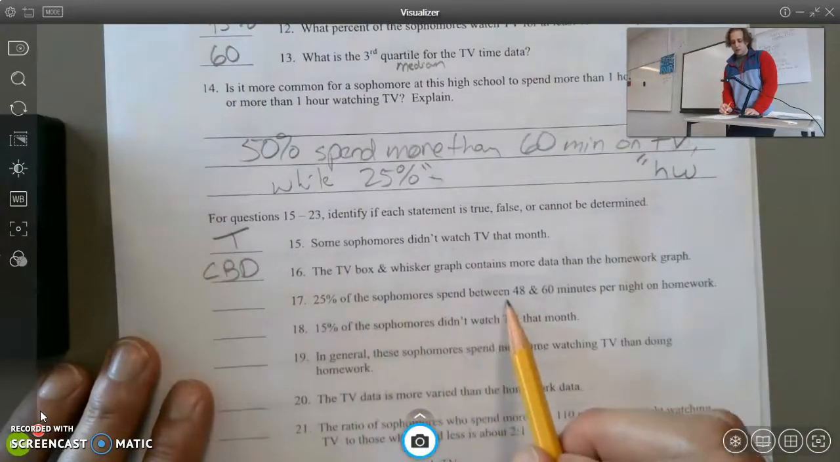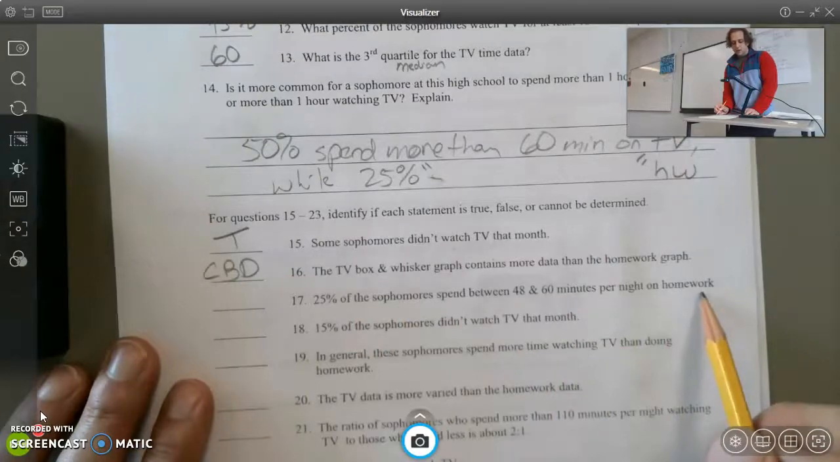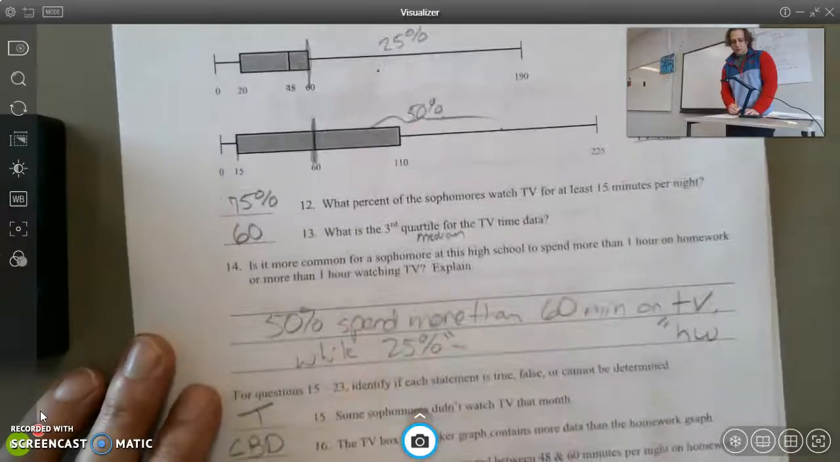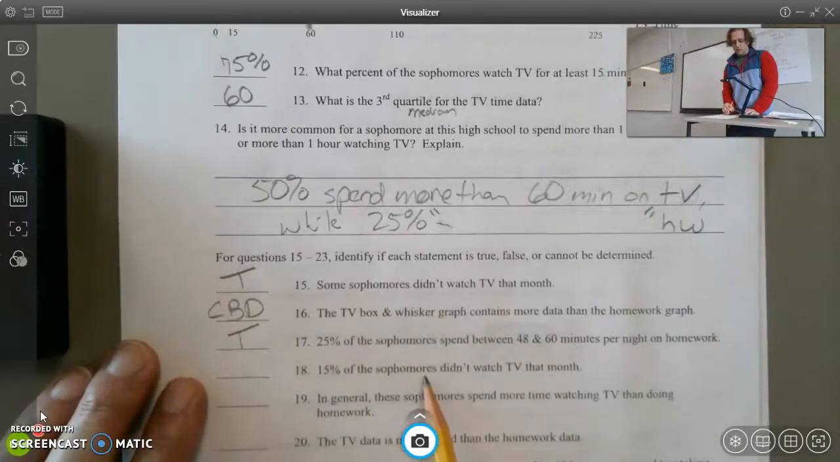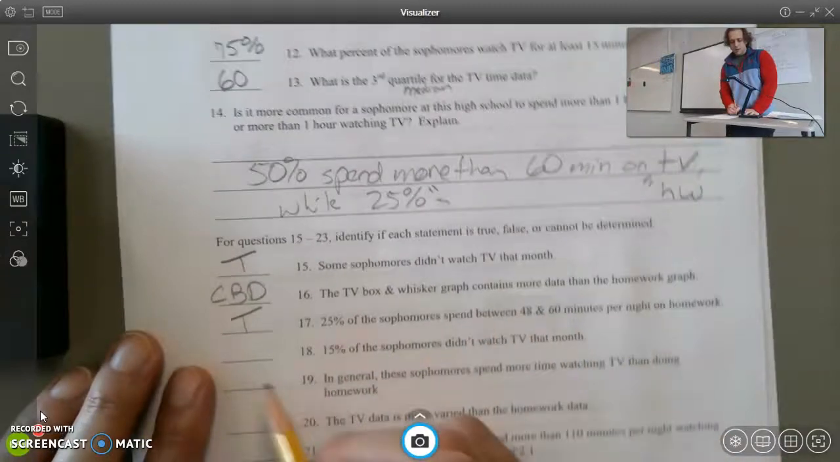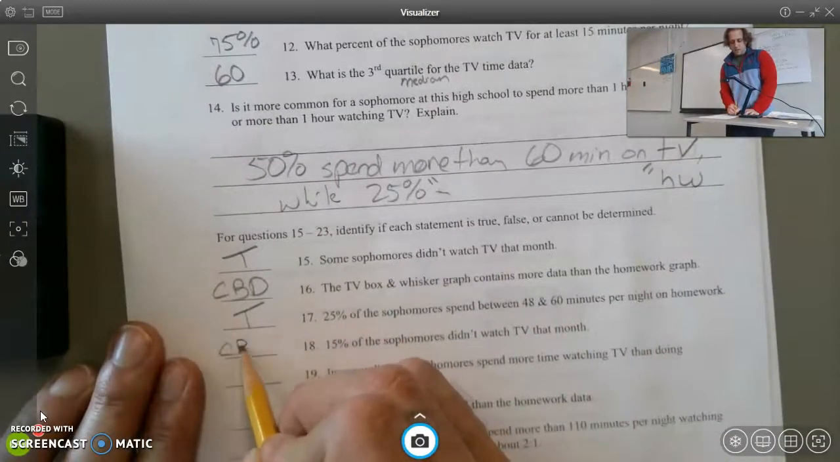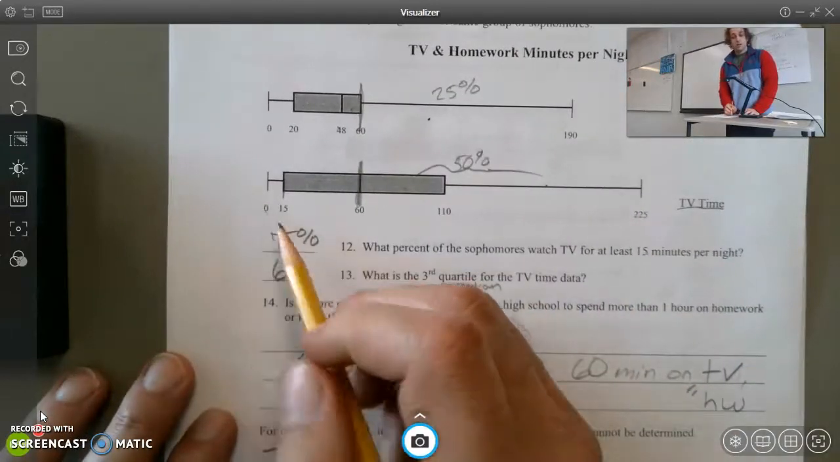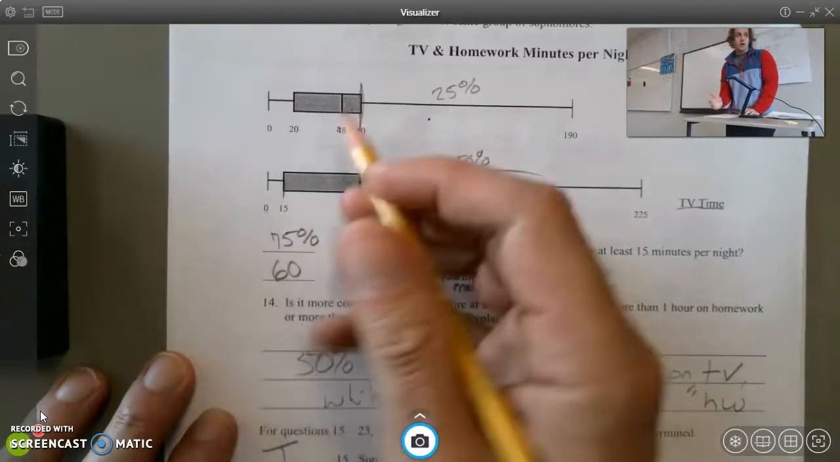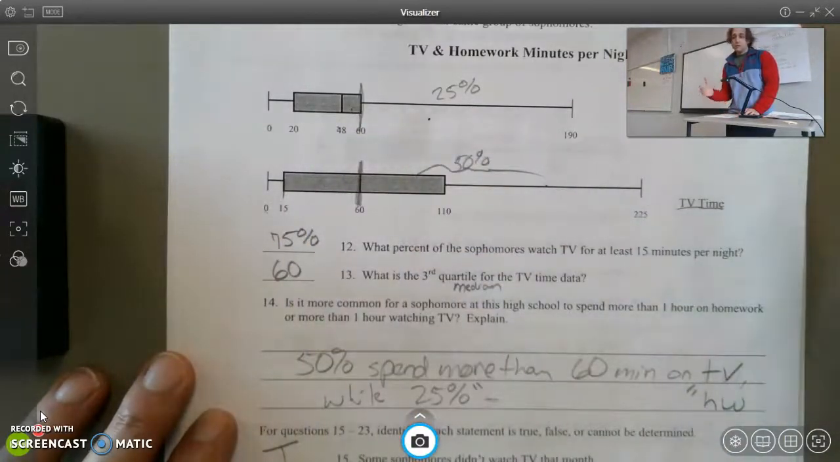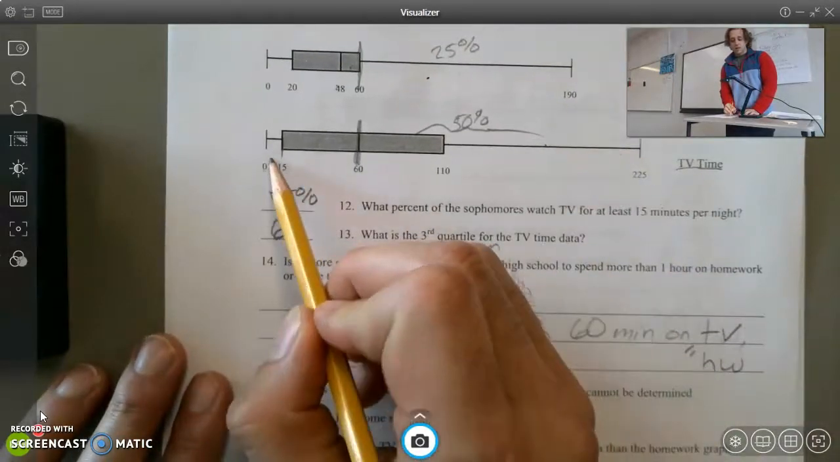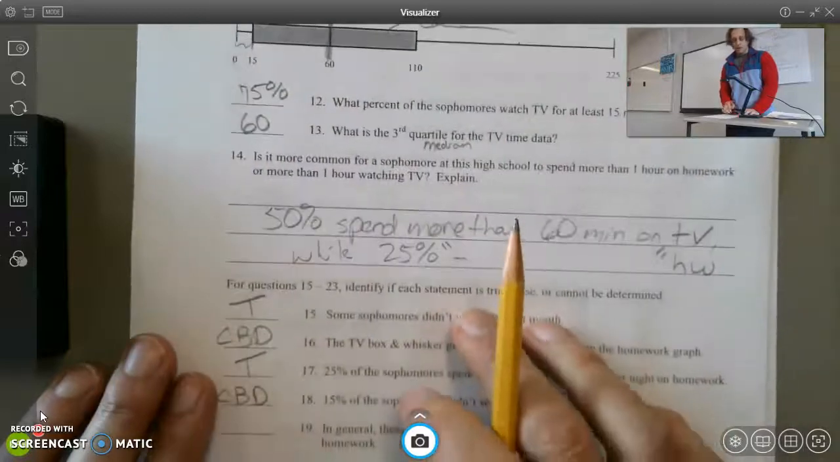25% of sophomores spend between 48 and 60 minutes per night on homework. So, is there a quartile that goes from 48 to 60? There is. One quartile, that's true. 15% of sophomores didn't watch TV that month. This cannot be determined. We don't know how many students said 0. Could it have been 15% of students? It could. All I know is 25% are 15 or lower. Could be 15% said 0 and the other 10% said something of 15 minutes or less, but all I know is that 25% fall in that range.